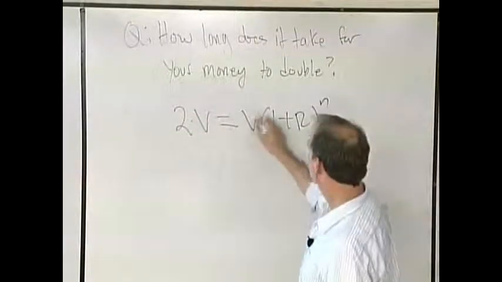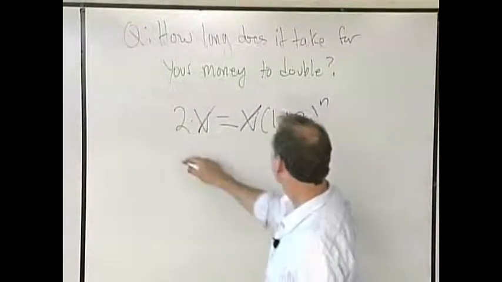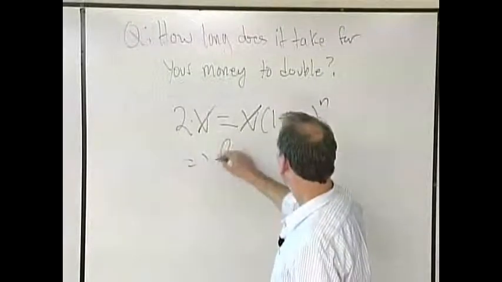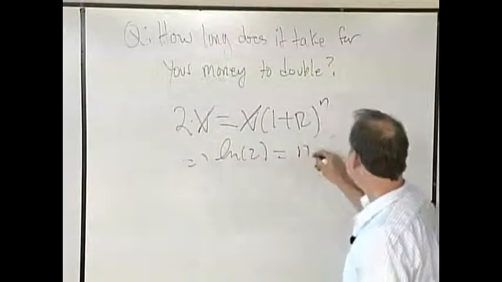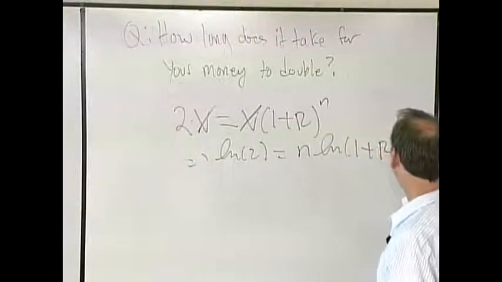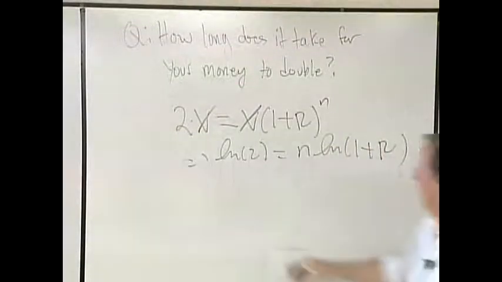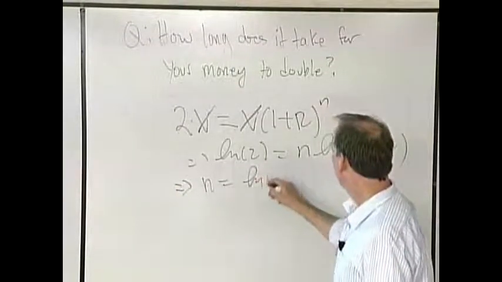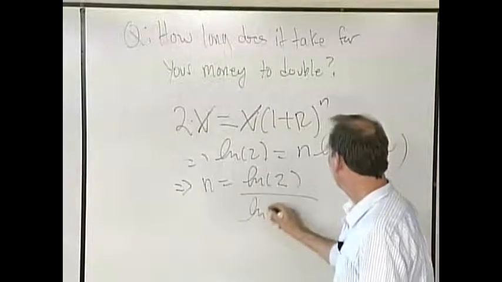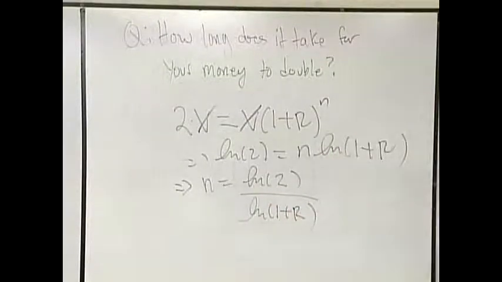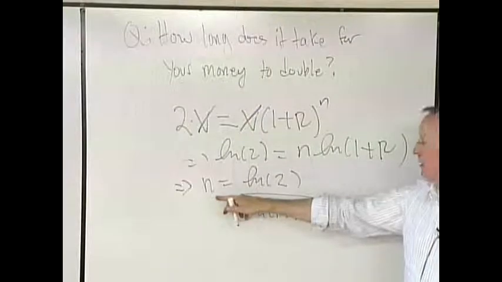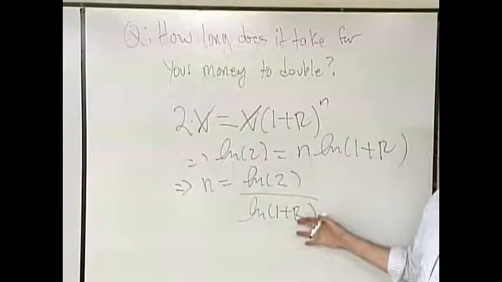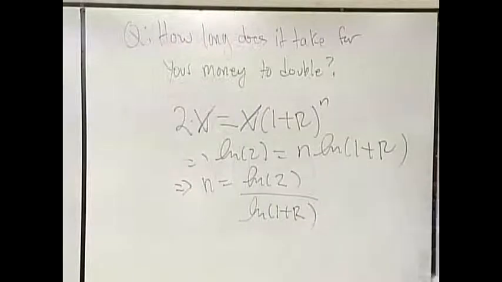So notice that when we take a look at this, the V's cancel, and so I can look at this as saying the logarithm of 2 is equal to n times the logarithm of 1 plus r. Okay? And so then I can solve this and say n is equal to the logarithm of 2 divided by the logarithm of 1 plus r. So this is an exact expression that tells me how many years it will take for my money to double if the interest rate is equal to r% per year.